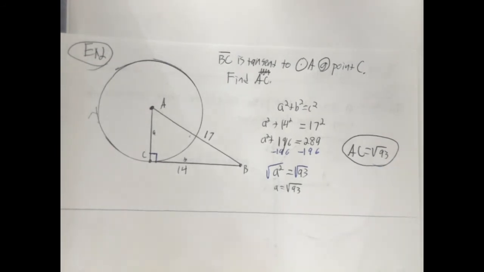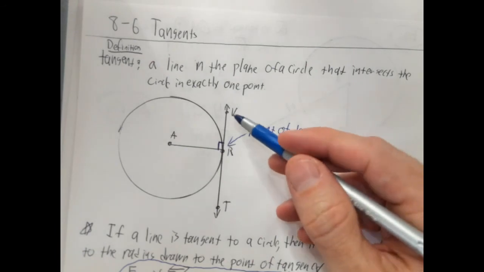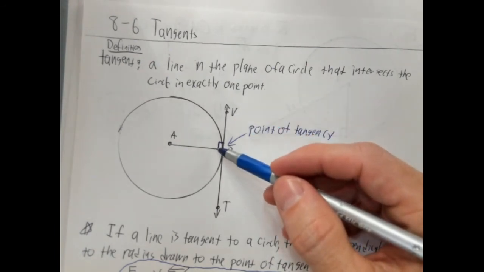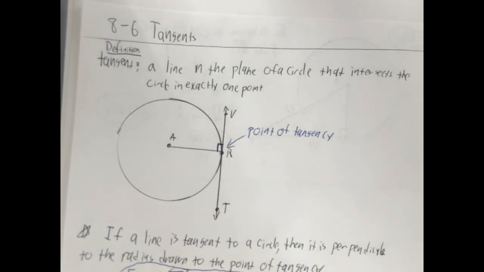So at the end of the day, these are really just fancy versions of the Pythagorean theorem. But the only reason we can do that is because we know the radius and the tangent are perpendicular to one another at the point of tangency, and that allows us to create and use right triangles.